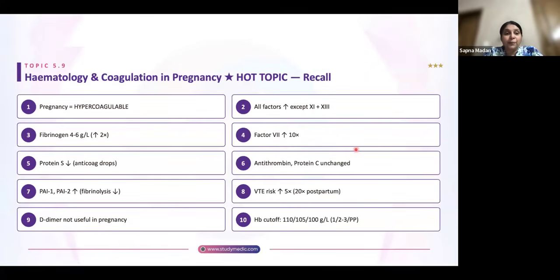The PAI1 and PAI2 from the placenta will increase, so they reduce the fibrinolysis. VTE risk is increased around 5 times in the antenatal period and 20 times in the postpartum period. D dimer has limited utility. Hemoglobin cutoffs in the first trimester is 110, second trimester 105, and postpartum 100 grams per liter.